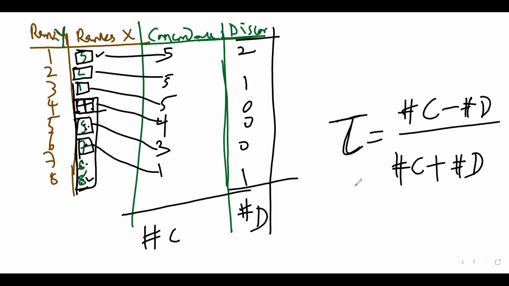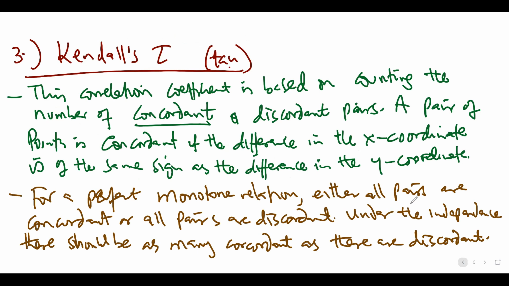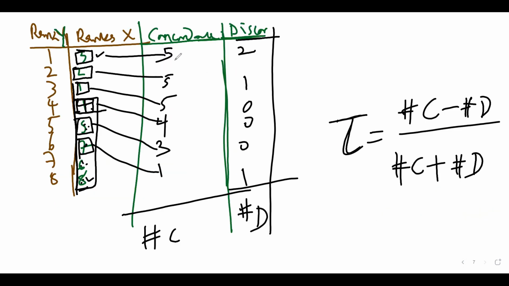So this is what will give you the Kendall's tau. And then we mentioned here that in scenarios of what we call perfect relationship, it means that all the values will be concordant. And so you find zeros here, you find zeros here, and you find non-zero values here.